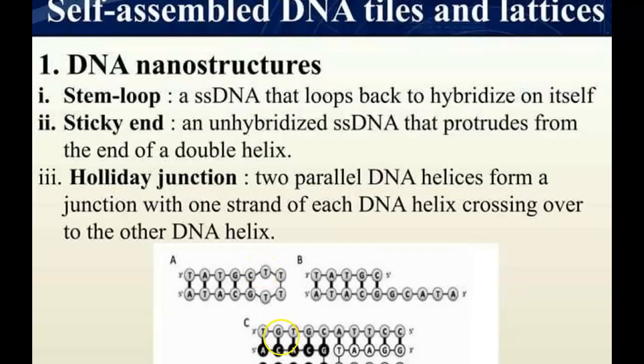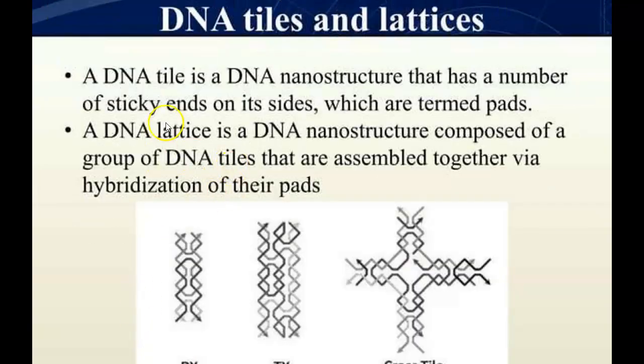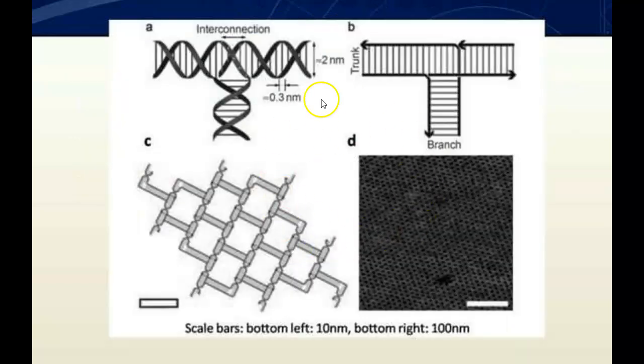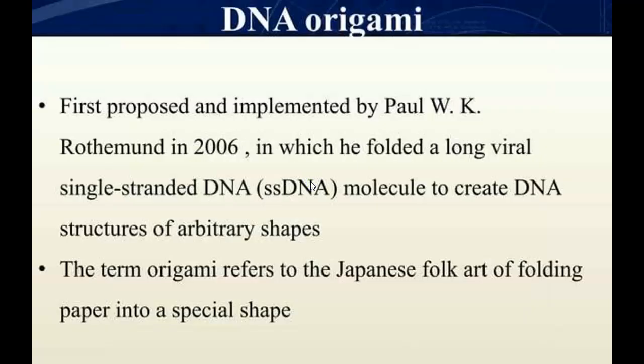Holliday junction. Here two parallel DNA helices form a junction with one strand of each. Here you are using the junction from one strand and another from the other DNA helix. A DNA tile is a DNA nanostructure that has a number of sticky ends. Here you can see that on one side, which are termed as the pads. A DNA tile lattice is a DNA nanostructure that is composed of DNA tiles that assemble together via hybridization of their pairs. Here you can see these kinds of pairs.